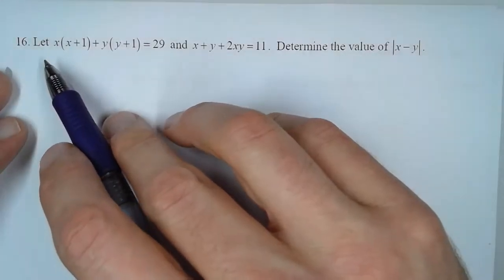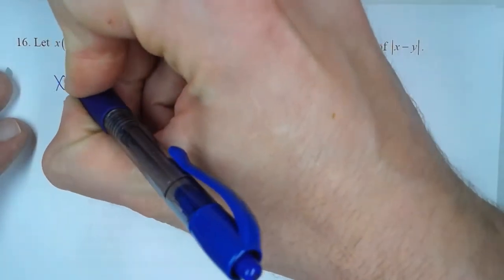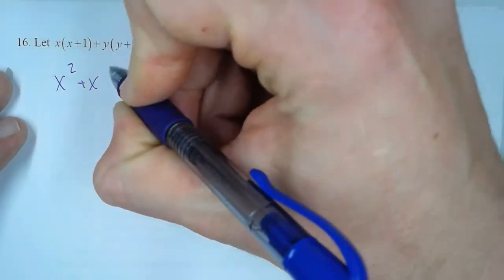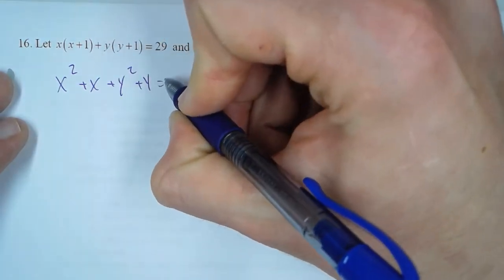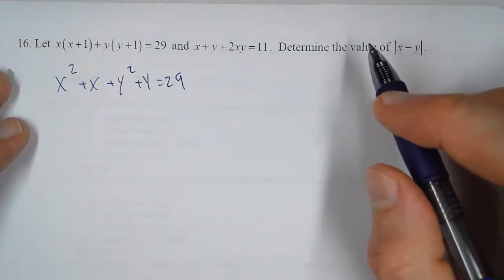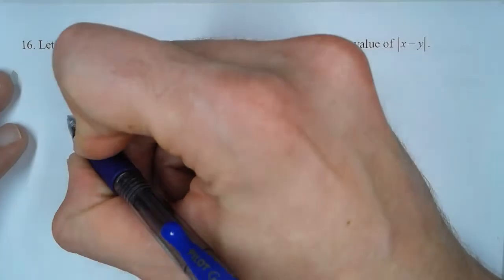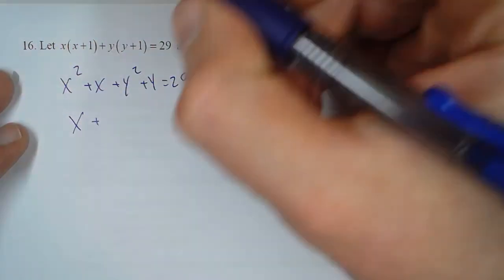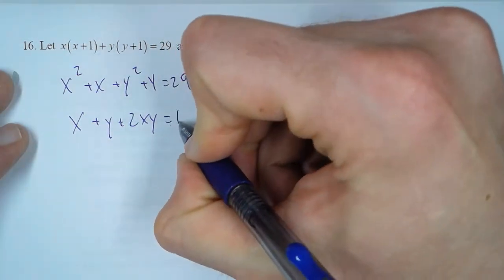First, let me rewrite this by distributing in the x and the y. So this is going to be x squared plus x plus y squared plus y equals 29. Now, what do we do with these two equations? Well, what we do is we're going to take these two equations and subtract them. So we have x plus y plus 2xy equals 11.